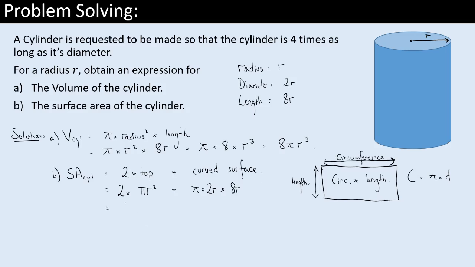Let's see what we can simplify here. So we've got 2 pi r squared plus 2 times 8, which is 16, pi r times r, which is r squared.